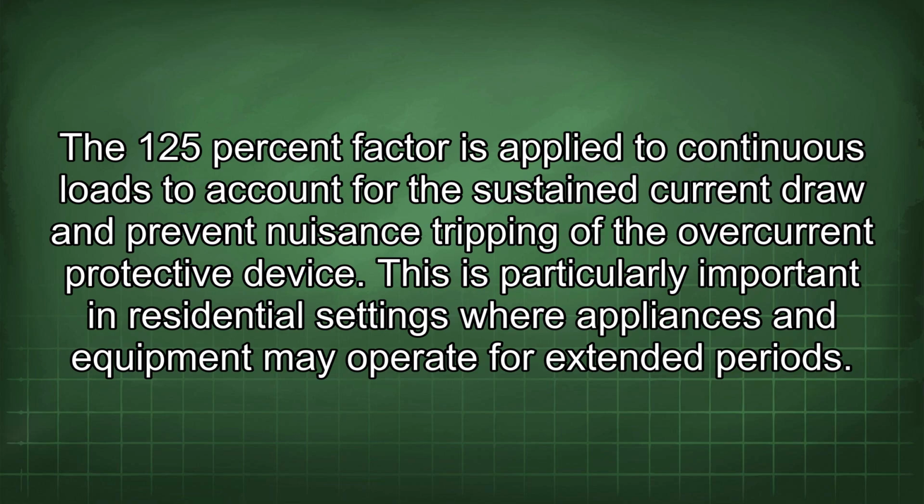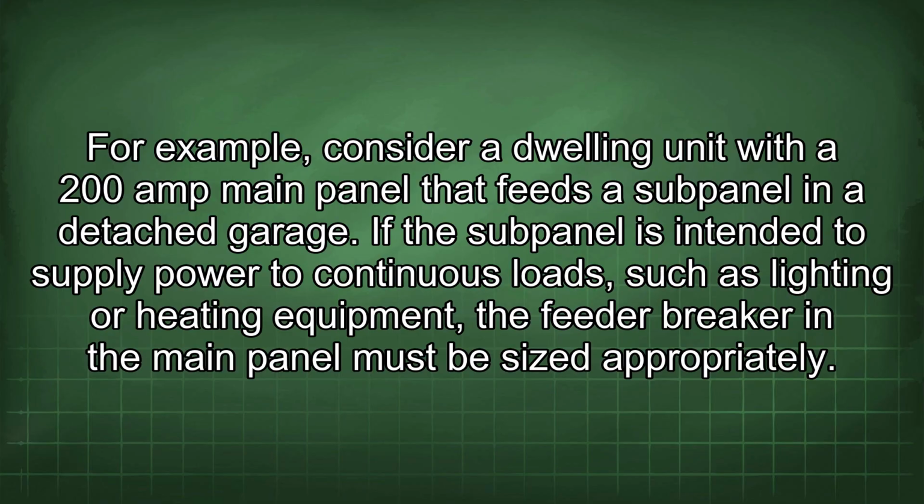The 125% factor is applied to continuous loads to account for the sustained current draw and prevent nuisance tripping of the overcurrent protective device. This is particularly important in residential settings where appliances and equipment may operate for extended periods. For example, consider a dwelling unit with a 200 amp main panel that feeds a subpanel in a detached garage. If the subpanel is intended to supply power to continuous loads such as lighting or heating equipment, the feeder breaker in the main panel must be sized appropriately.